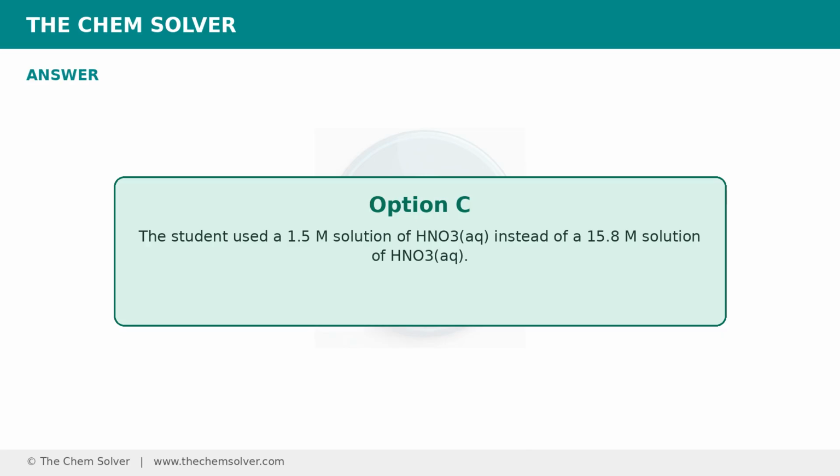The correct answer is option C. The student used a 1.5 molar solution of HNO3 instead of a 15.8 molar solution of HNO3.